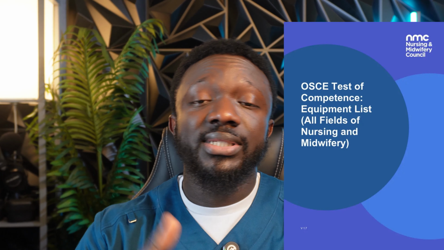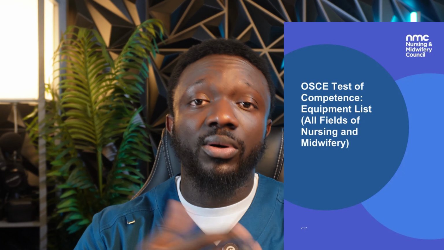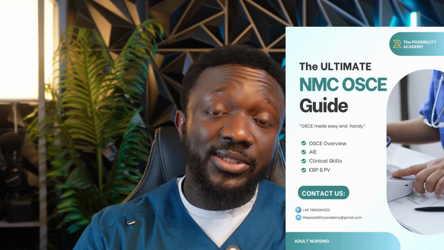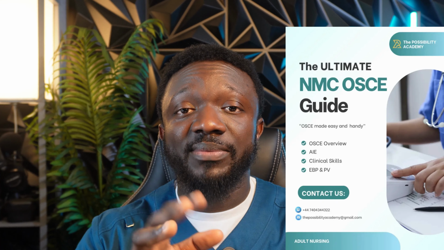Now, the last but not the least document that you need is the equipment list. This document contains pictures of all the equipment or items that you are going to be using on the day of your OSCE. So probably you may not have seen some of these items or equipment yet. Once you are able to download the equipment list, you should be able to have an idea what these items look like, so that you can familiarize yourself with this equipment as you prepare for your OSCE exam.